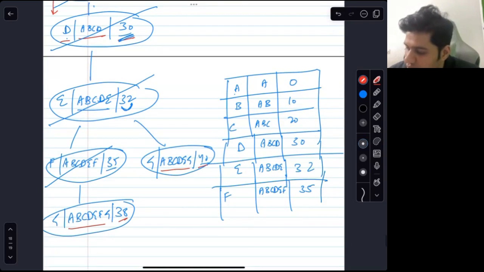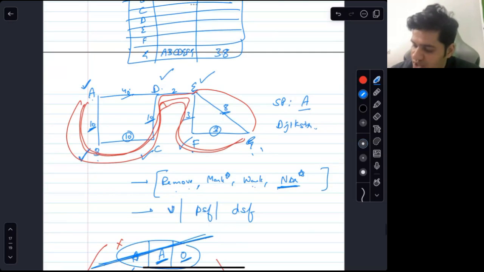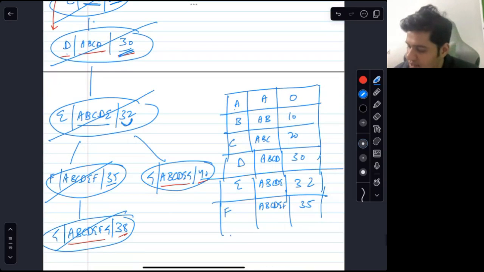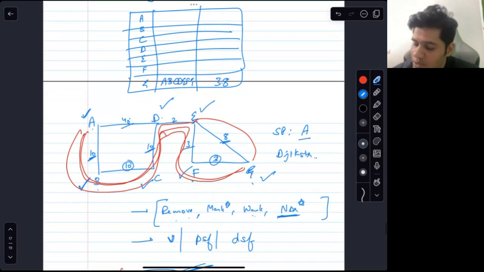So I would remove, mark G, work for G: A, B, C, D, E, F, G at the cost of 38. And now neighbors of G. There are no neighbors of G which are not marked. E and F both are marked.